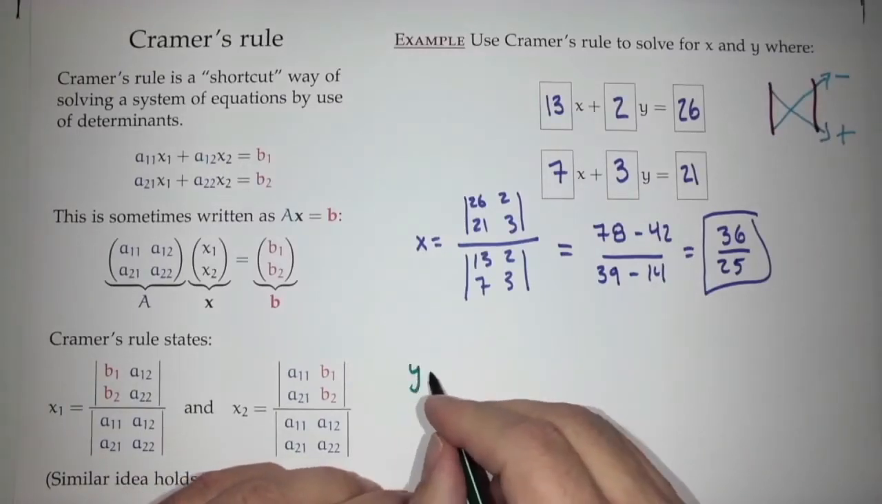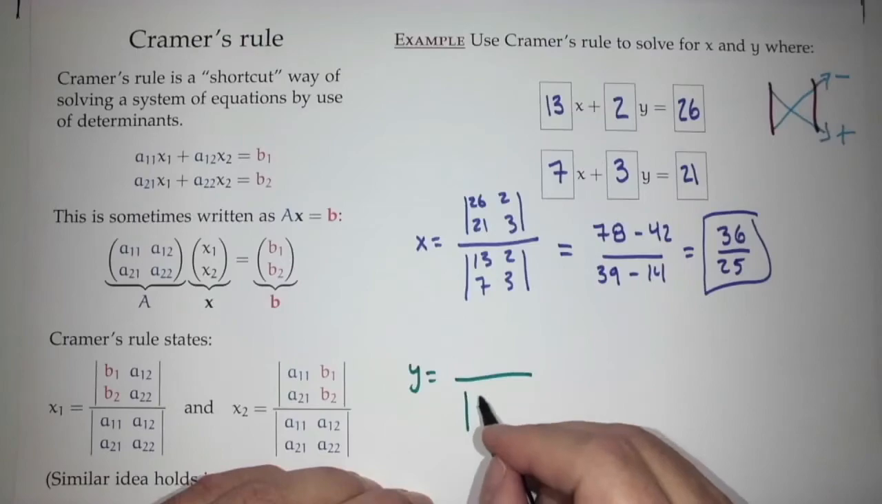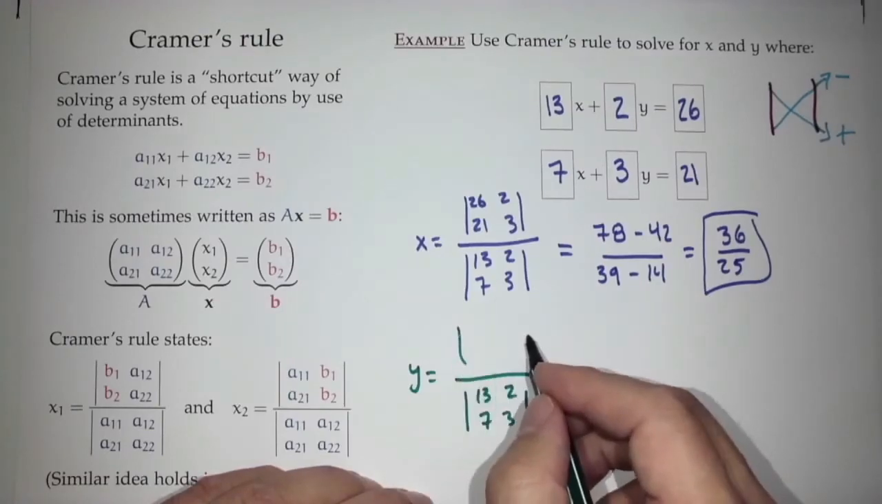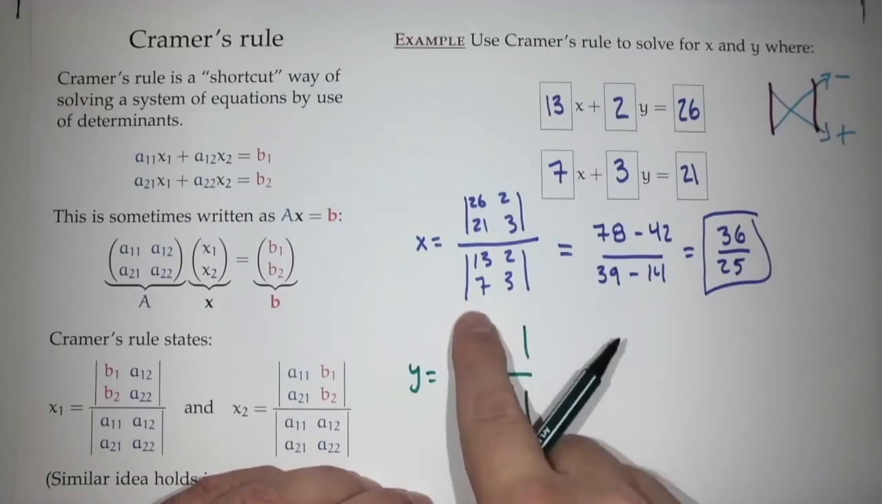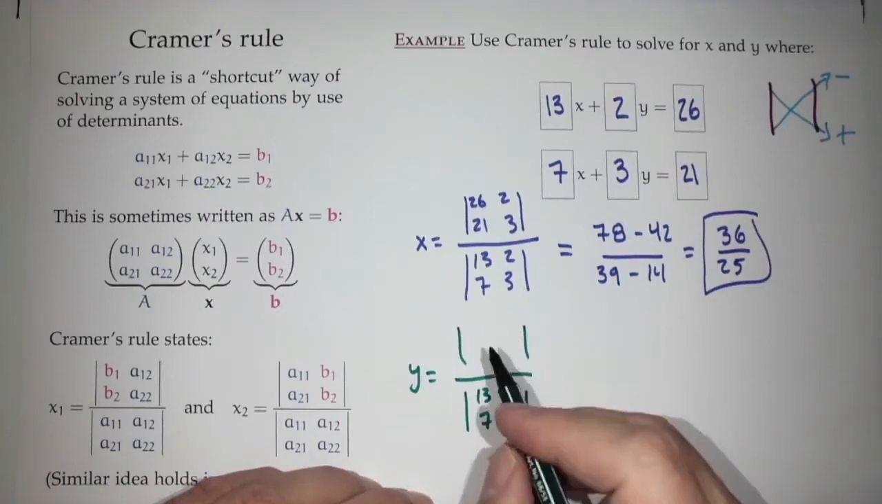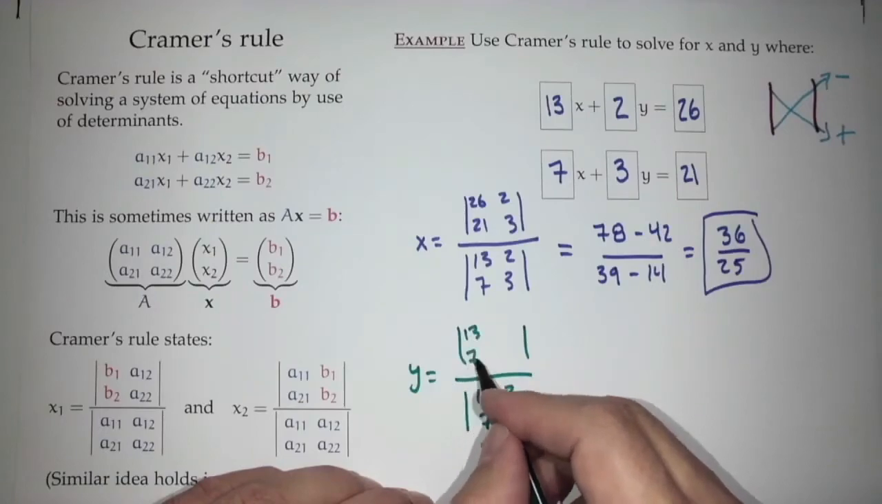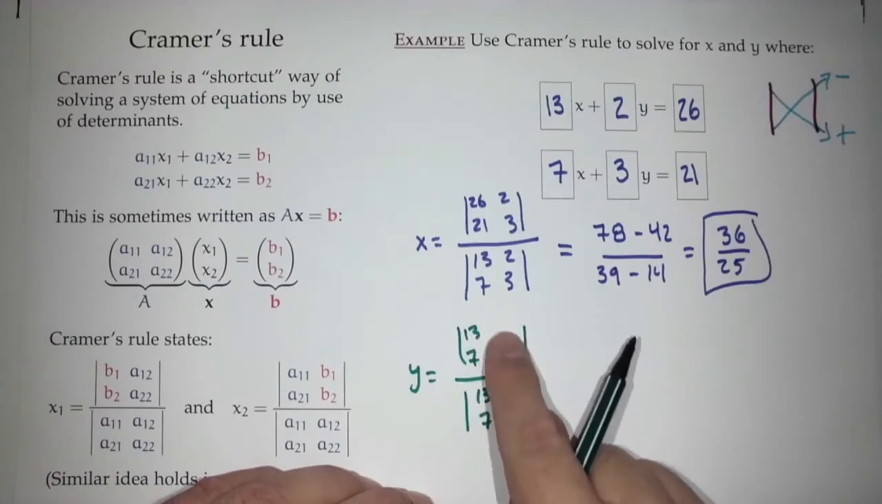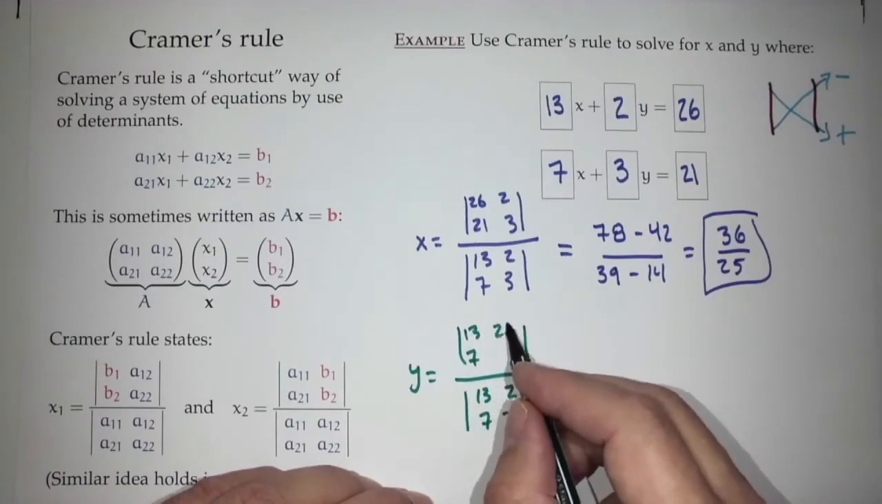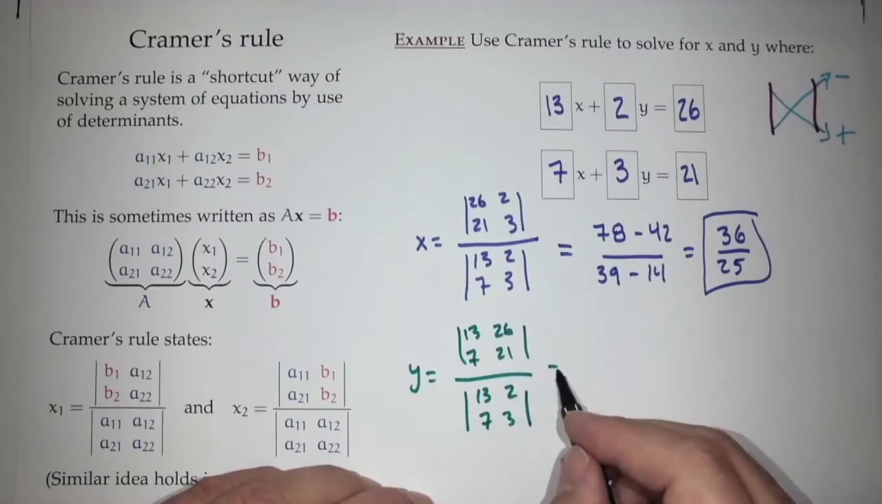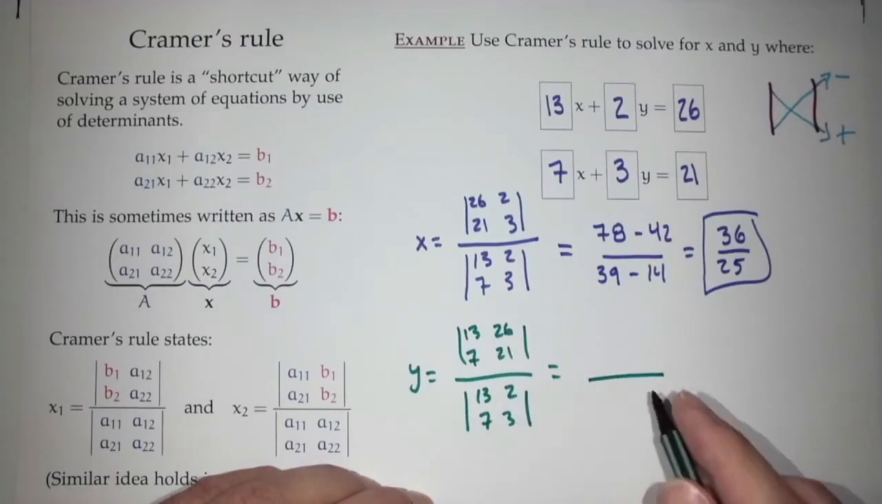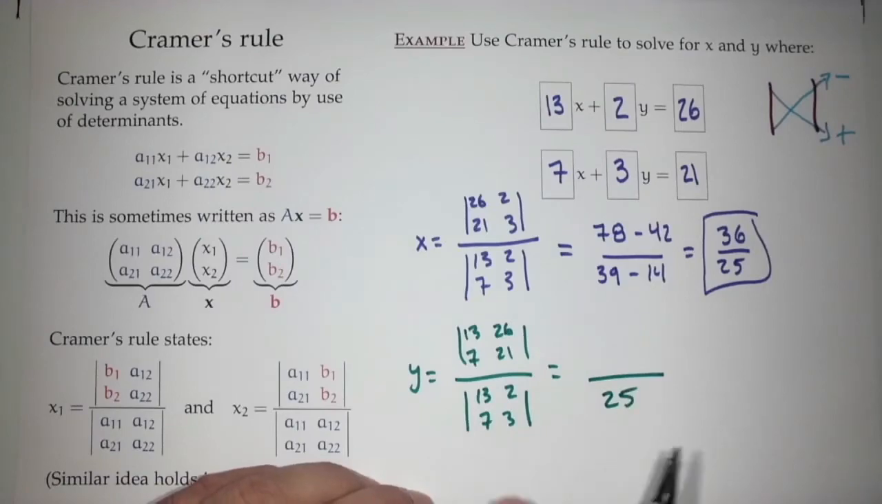Okay, so for y, same downstairs. And now, what's the first column going to be? 13, 7. What's the second column going to be? 26, 21. And now comes the pain. Now, the denominator doesn't change. It's still 25 because it's the same denominator. So we already did that computation. We don't have to do it again.